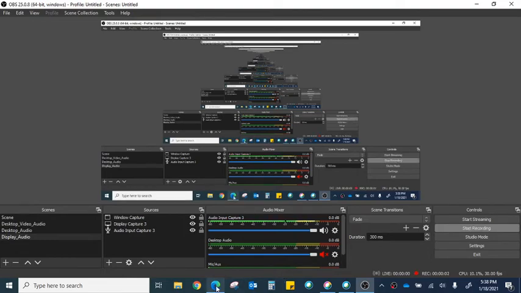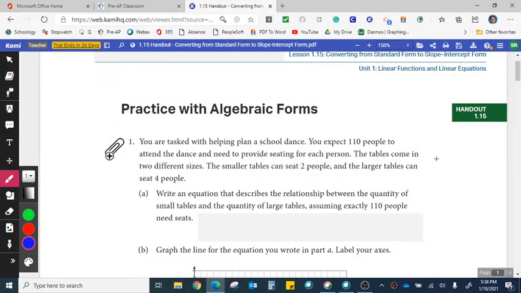Okay, ladies and gentlemen, here we go. This is handout 1.15, and we're talking right now about converting from standard form to slope-intercept form.